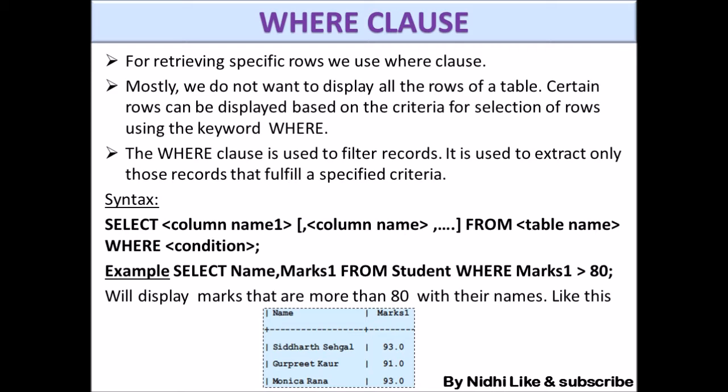So see here an example is given: select name comma mark 1. Name is one column and mark 1 is another column. From which table? Student table, where mark 1 is greater than 80. So we are fetching the result of the students whose marks are more than 80 with their names. So you will get a result like this: Siddharth Sehgal 93, Gurpreet Kaur 91, Monica Rana 93. So like this you will get the result of the students whose marks are greater than 80.